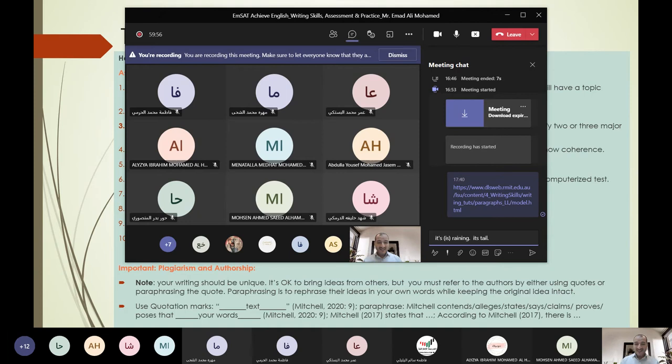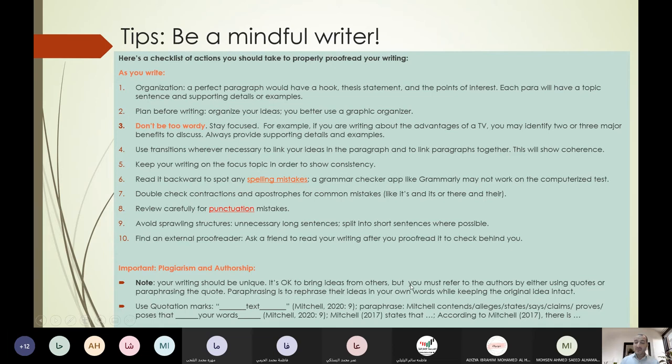Okay, so your writing should be unique, creative. It's okay to bring some ideas from others, but you must refer to this. Okay, you may rephrase the ideas in your own words. Use quotation marks if, for example, somebody says something, this is a quotation, and refer to the person.